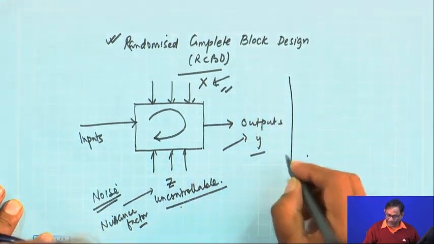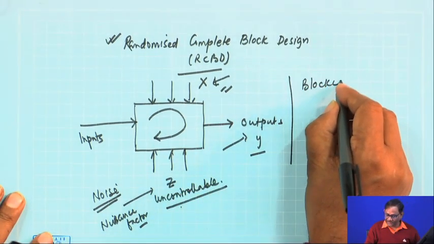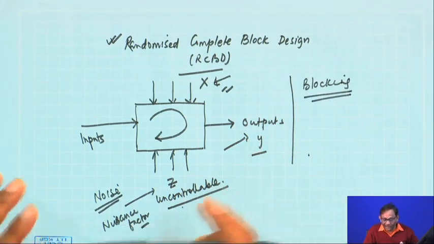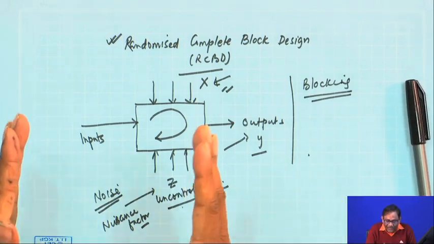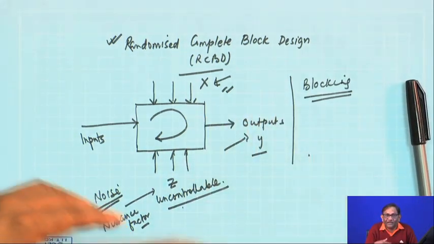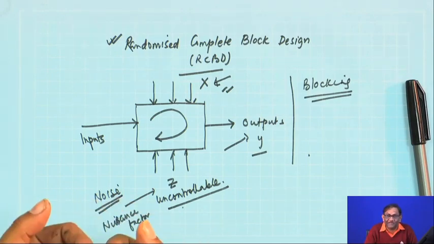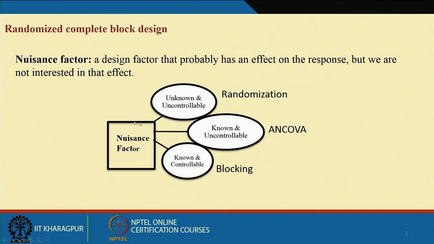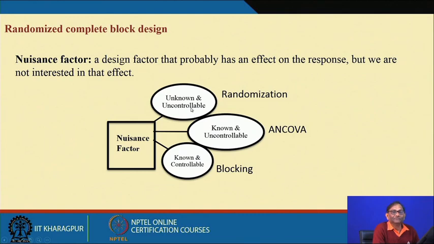So, the important concept in such a case is known as blocking. By blocking we mean that we will block the effect of the nuisance factor during experimentation. We will do the experiment in such a manner that the effect can be isolated. Now see, the nuisance factor can be unknown and uncontrollable. So, you cannot do anything because you do not know what those factors are. Only randomization, and sometimes having more data, can help you in eliminating that effect.